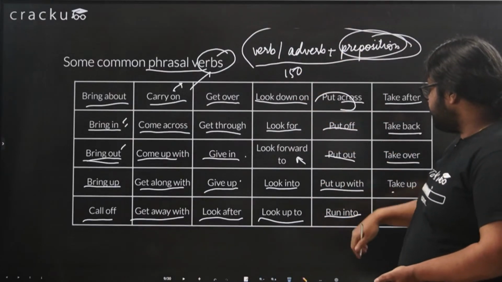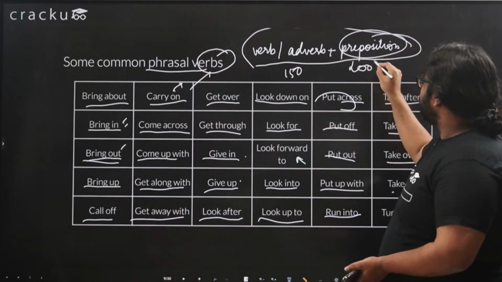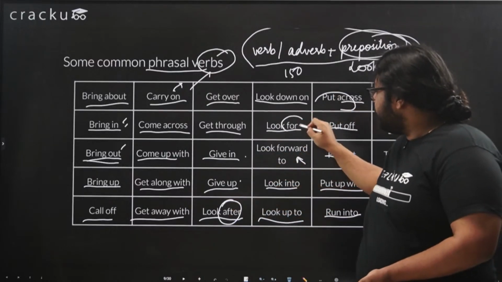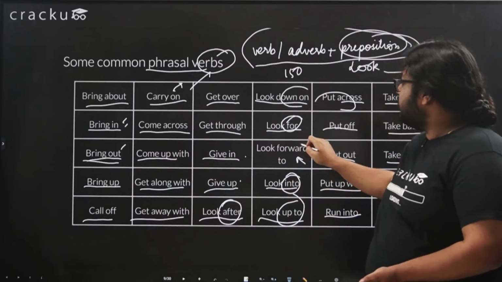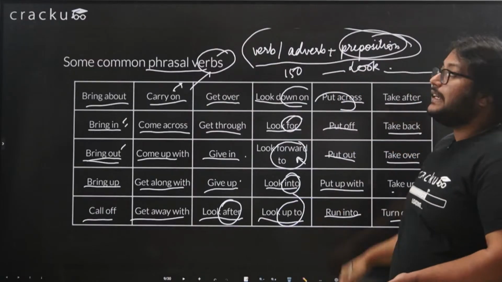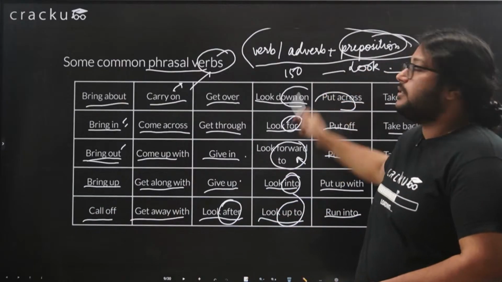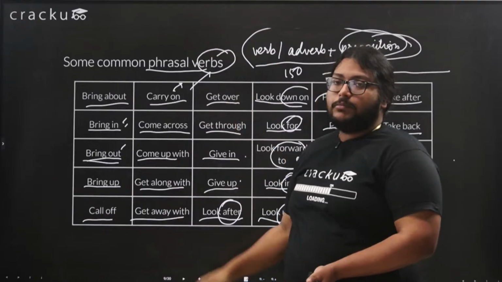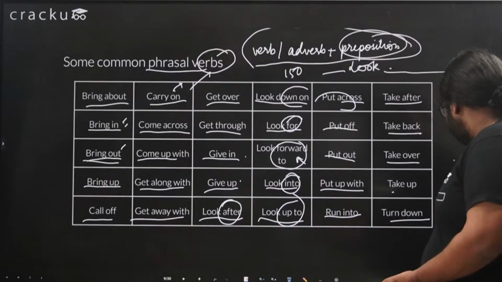Like, okay, if we had look, it can be look after, look for, look into, look up to, look down on, look forward to, so many things. So we have to understand what the sentence is saying, what it is demanding, and then we put the preposition. So from a preposition point of view also, phrasal verbs become somewhat important. Okay, let's get into the questions now.